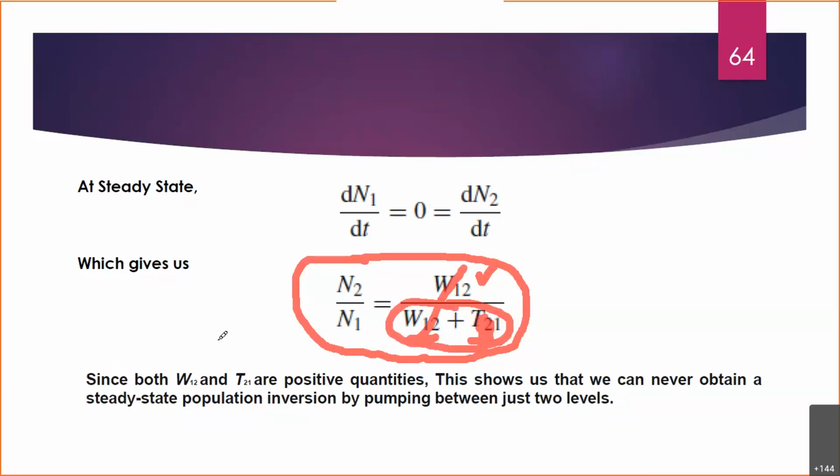Another thing is, someone may say, okay, what if I take negative numbers? I can keep W12 with a minus sign or something. So let me tell you that these are probabilities, and we know that probabilities cannot be negative.